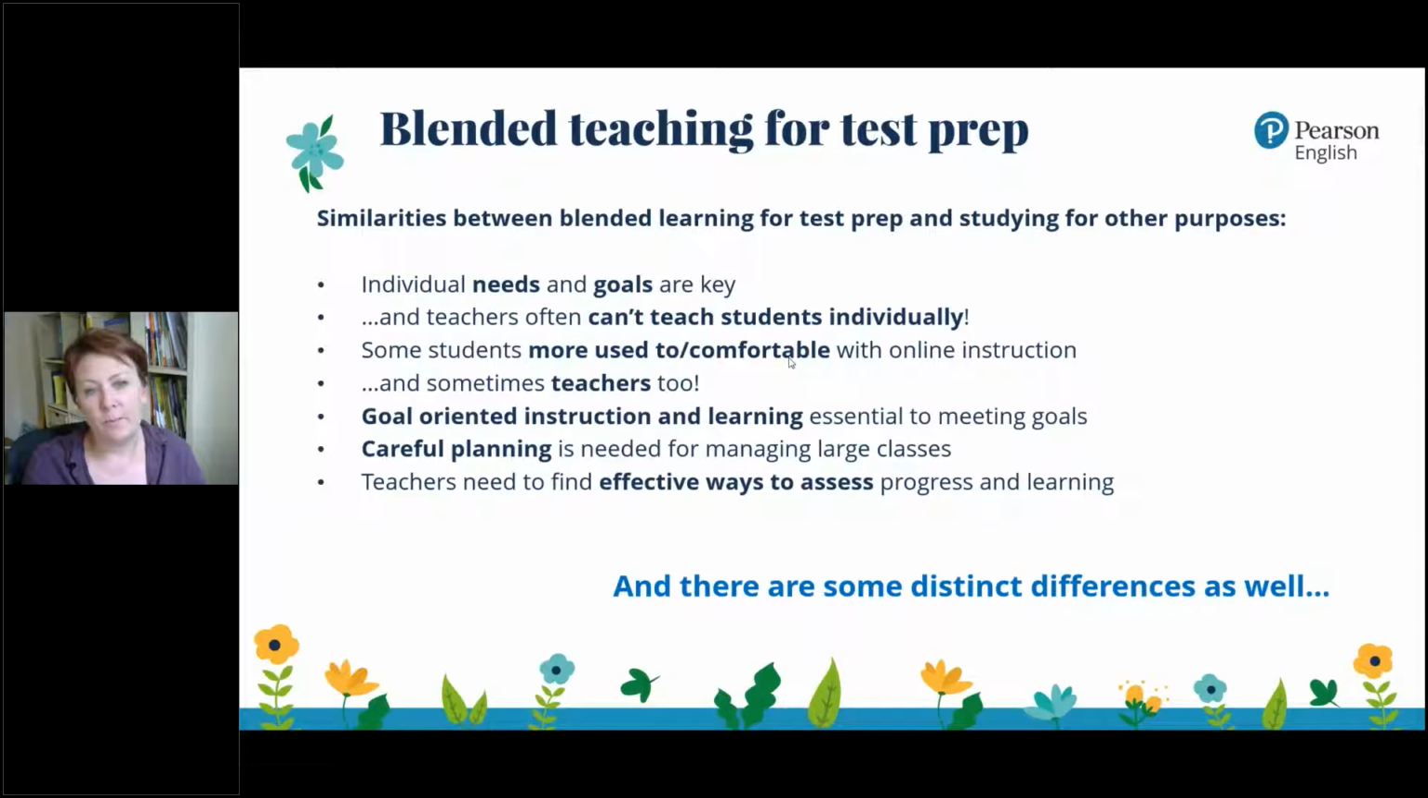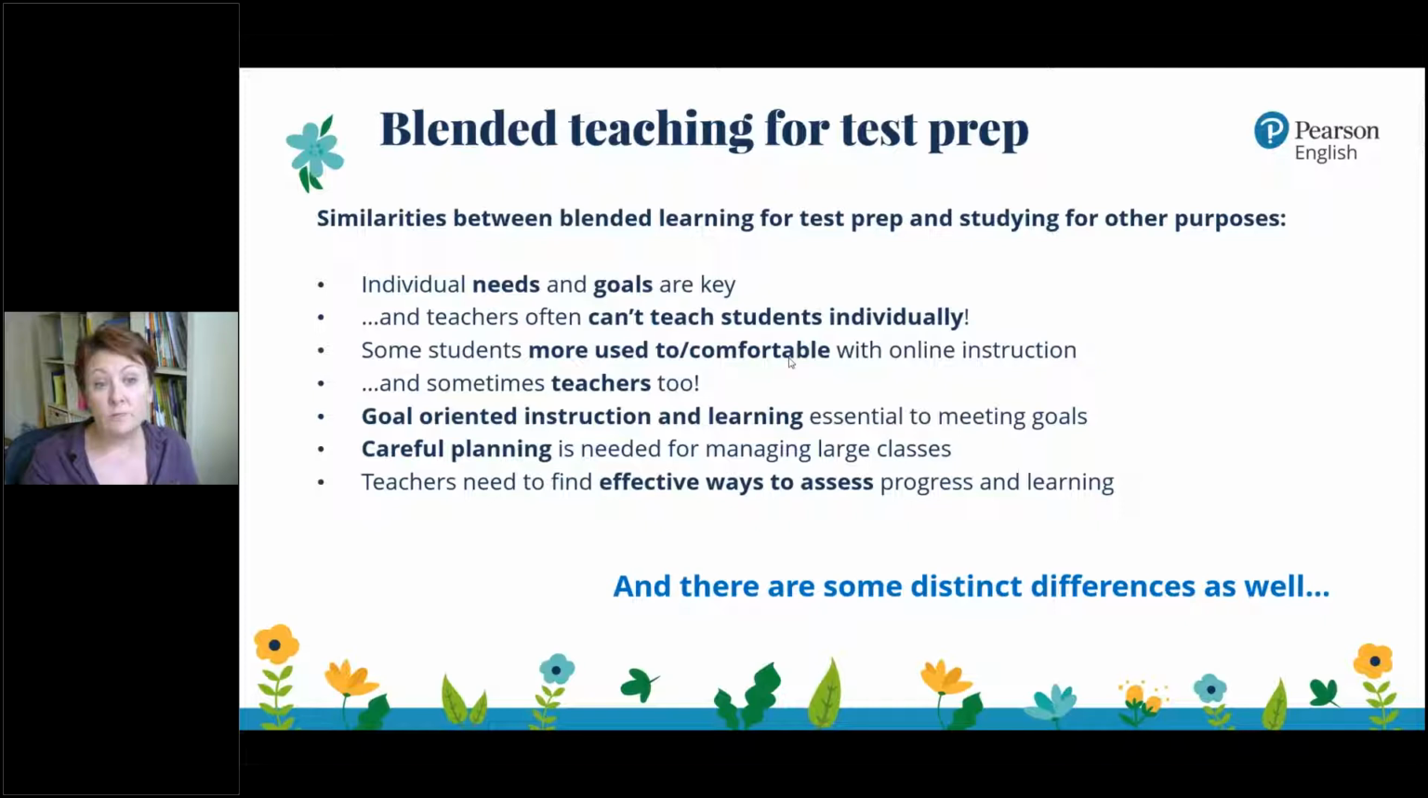Blended teaching for test prep. What are some of the similarities between this and other things? So the individual needs and goals are key. If you're learning English for anything at all, and just to improve your English, you're taking a normal language course anywhere in the world, your individual needs and goals are key. That's the same whether you're just taking a regular English language course or whether you're preparing for a test like PTE General. It's always the same that teachers can't often teach students individually, as I said before.